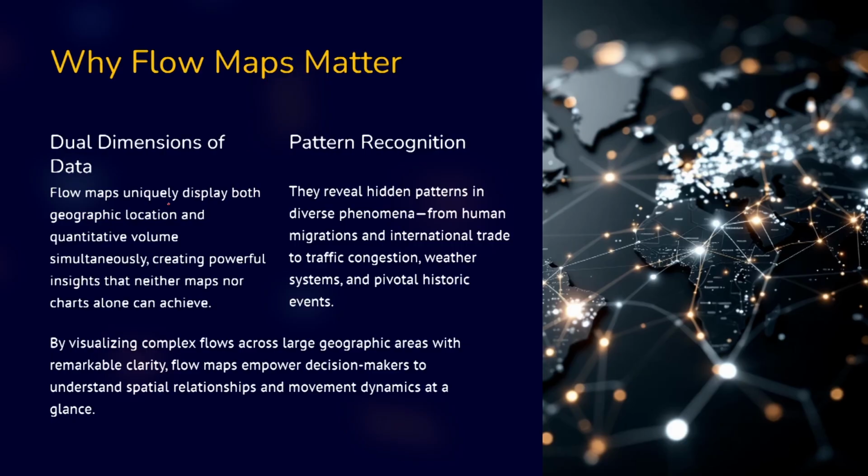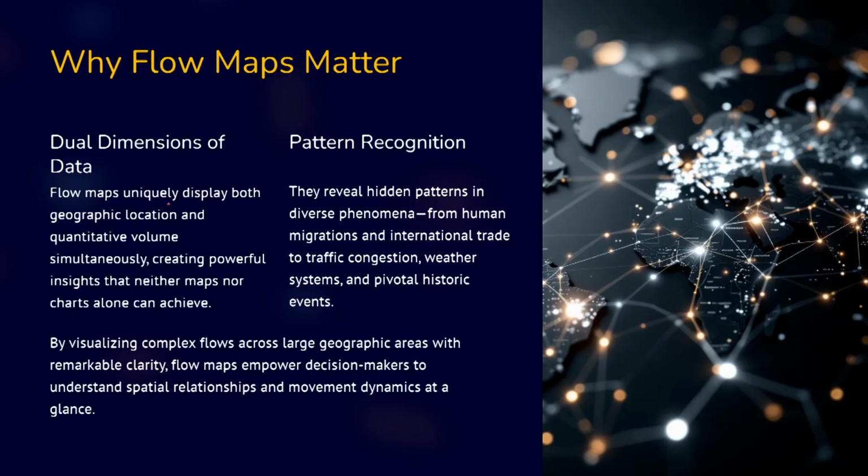So, why do flow maps matter? First, it gives us dual dimension data. As we have discussed earlier, flow maps uniquely display both geographic location as well as volume simultaneously, creating a powerful insight that we cannot achieve from other types of maps or from charts. From them we cannot get insights like the direction of the flow and the intensity of the flow. Next is pattern recognition. This reveals hidden patterns in diverse phenomena, from human migration, international trade to traffic congestion, weather systems and pivotal history.